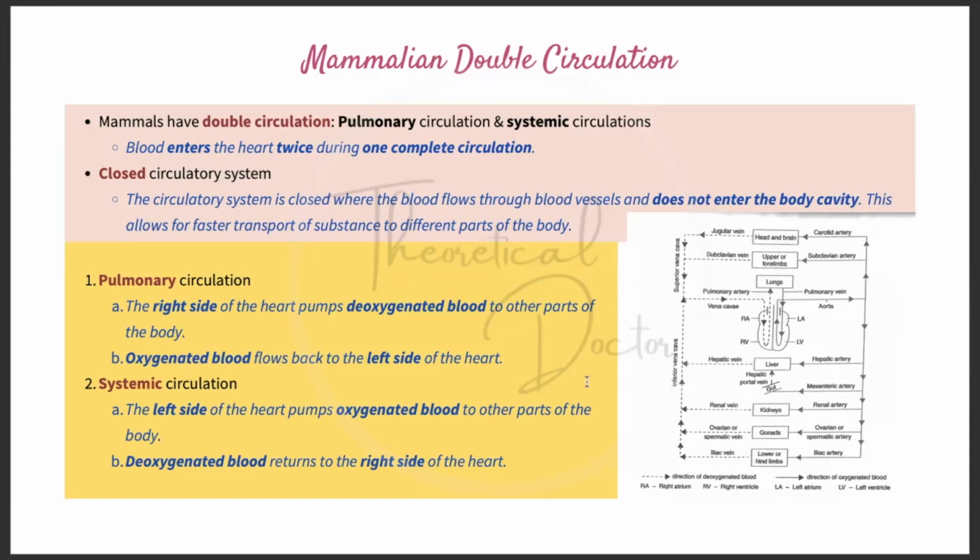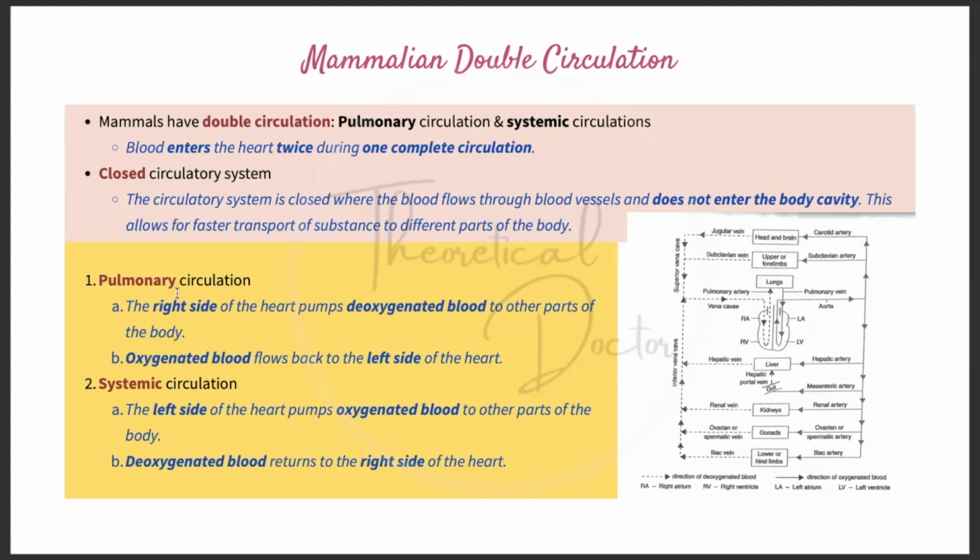So blood enters the heart twice during one complete circulation, which is from the rest of the body and from the lungs. So double circulation. It is also a closed circulatory system, whereby the blood flows through the blood vessels and does not enter the body cavity. It's all confined within the pipes. So this allows for faster transport of substances to different parts of the body.